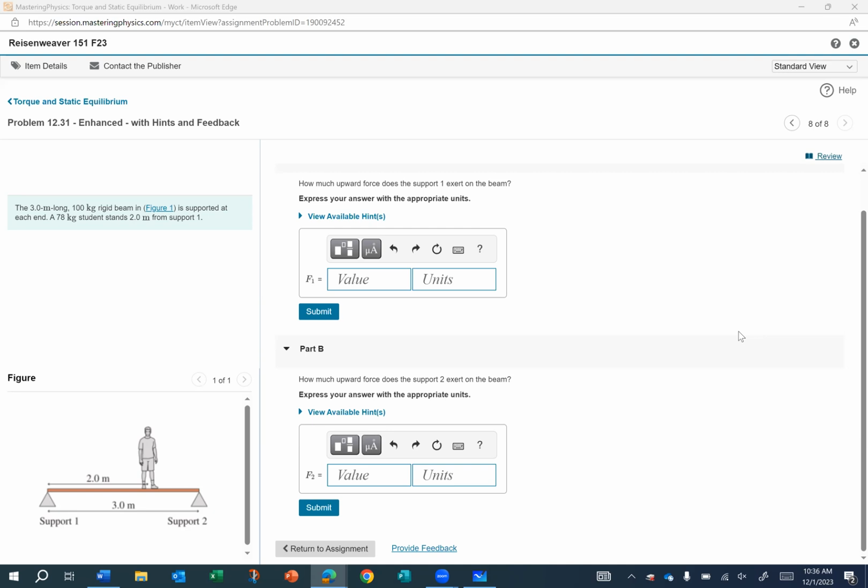Okay, in this recording, we are going to take a look at static equilibrium. Specifically, we're going to take a look at problem number 12.31 on the Mastering. So for something to be in true static equilibrium, we need the summation of forces in the x direction to be equal to 0.